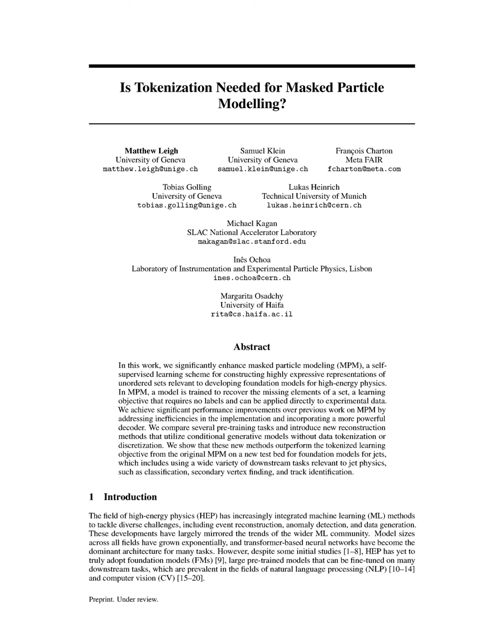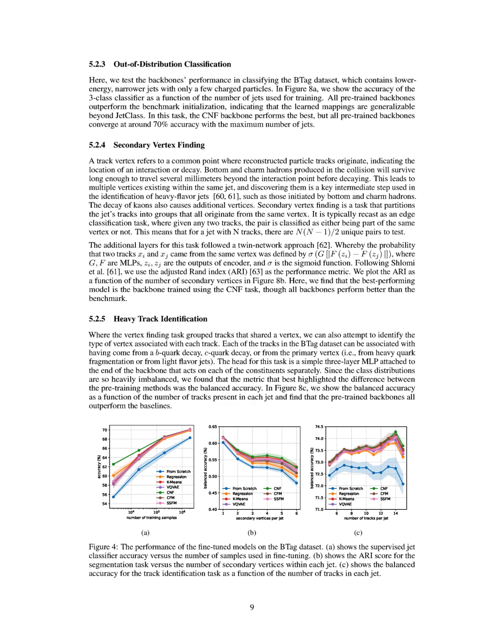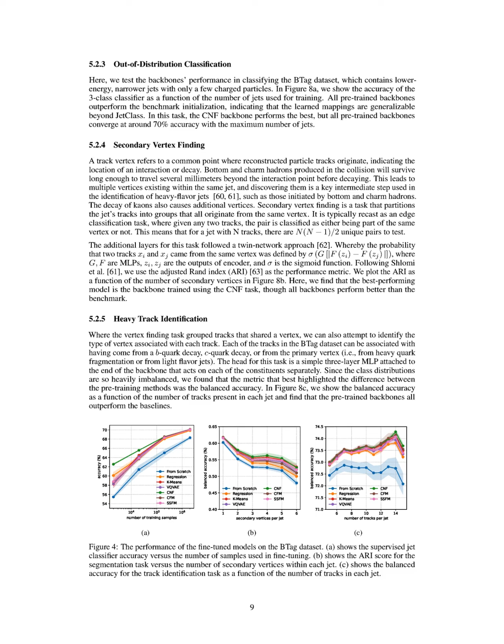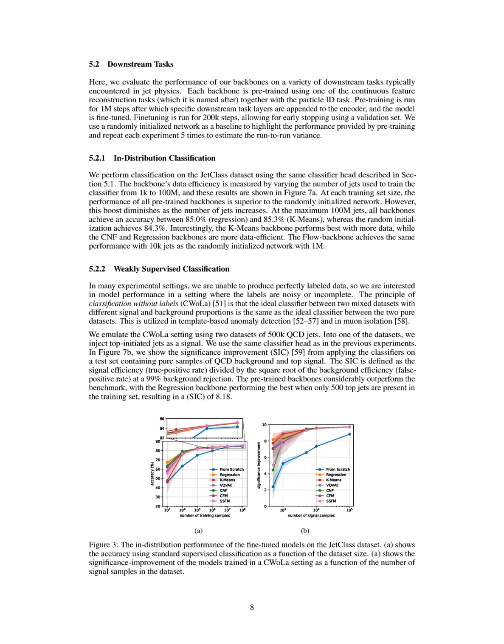MPMV2 demonstrated significant improvements in downstream tasks compared to traditional methods, particularly in classification accuracy and data efficiency. For instance, when classifying jets, MPMV2 backbones achieved accuracies between 85.0% and 85.3% with 100 million jets, outperforming the randomly initialized network, which achieved only 84.3%. Notably, the K-means backbone excelled with larger datasets, while the conditional normalizing flow (CNF) and regression backbones exhibited greater data efficiency, achieving comparable performance with fewer jets.